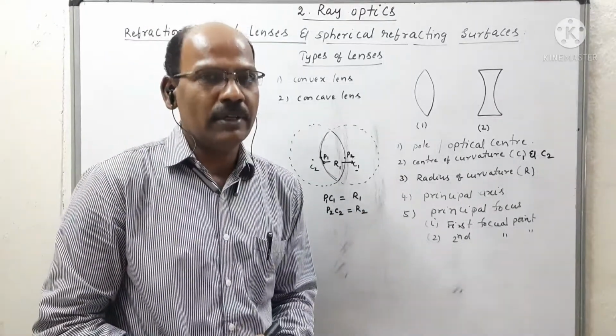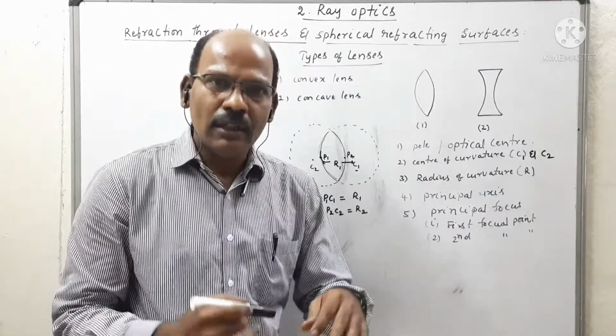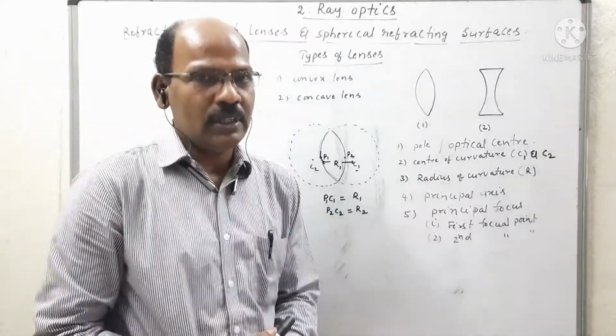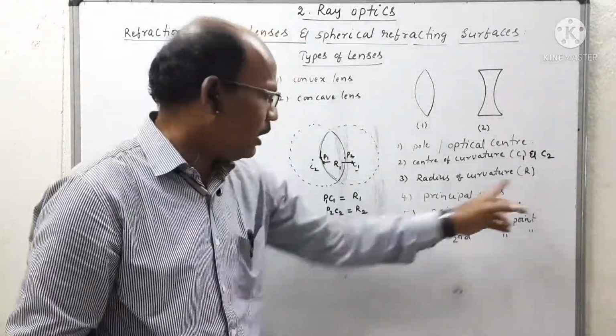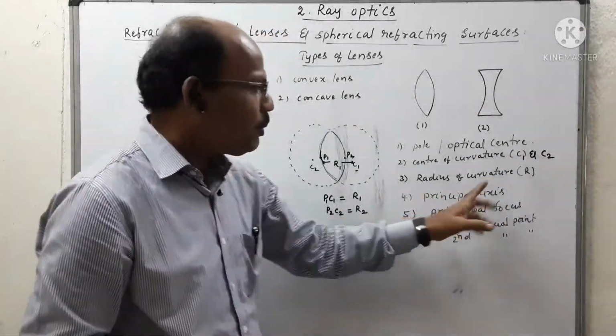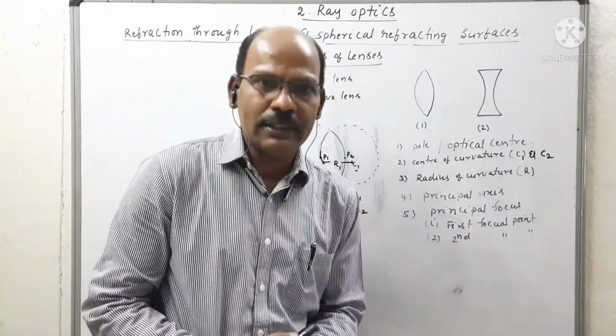The radius of curvature of the sphere of which the two refracting surfaces form a part is called radius of curvature. So R is equal to like this. Principal axis. So what is principal axis?